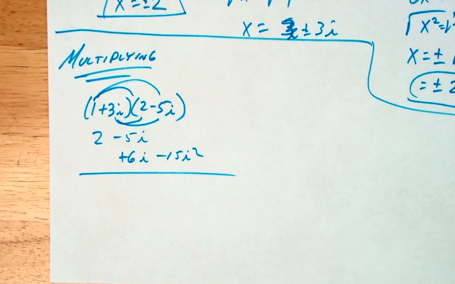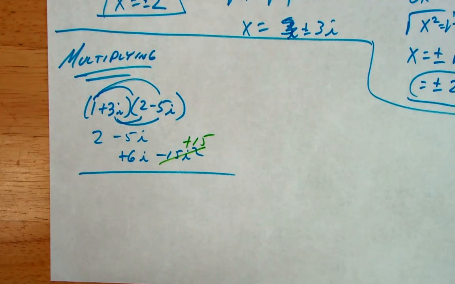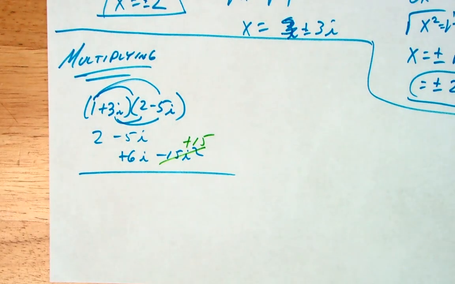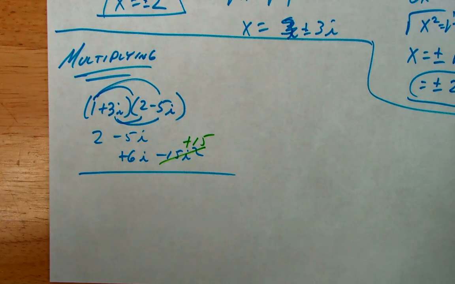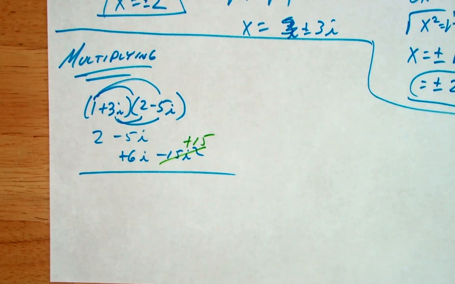So we should have something like this so far. But look at this. I squared. What's i squared? Negative 1. So this whole term turns into positive 15. So we can go ahead and just cross that out and go positive 15. And now we can combine our like terms. 2 and 15. Hold on just a second. 17.